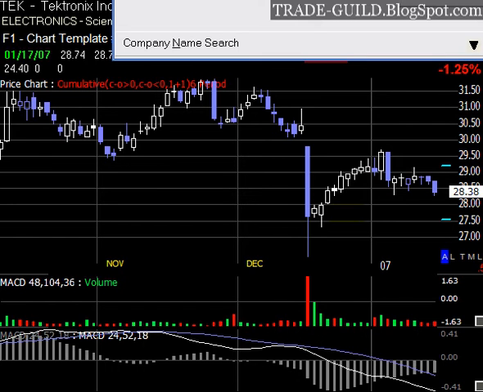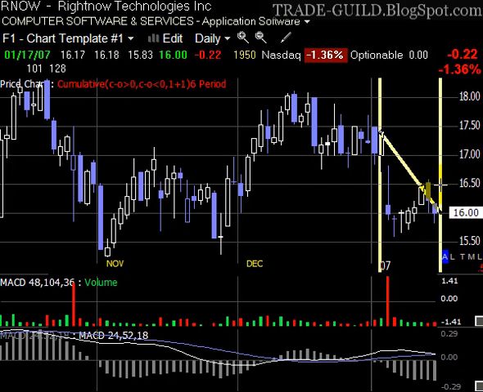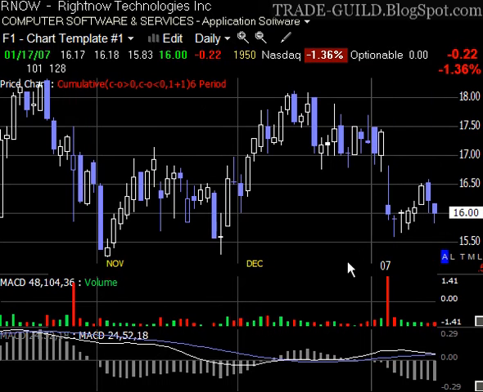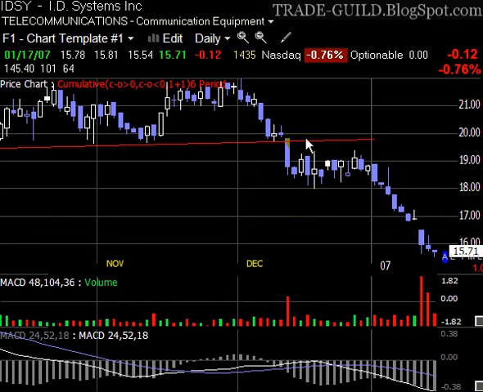Another one, I think from the 3rd, which was on the short list here, is RNOW. And this one, let's see what we would have had here, about 8%. And again, I think this one's still got more downside in it. One of the nicer ones here, IDSY, from the 3rd. And this one's down about 13%.